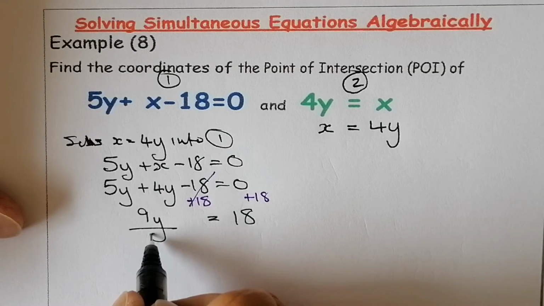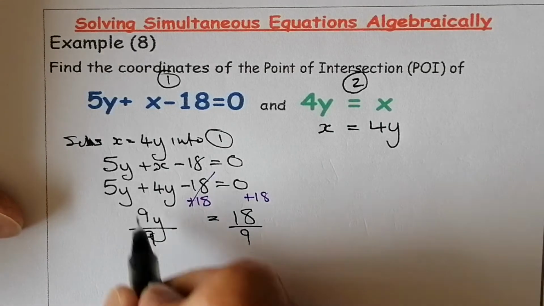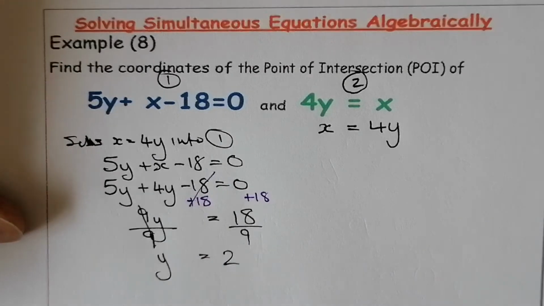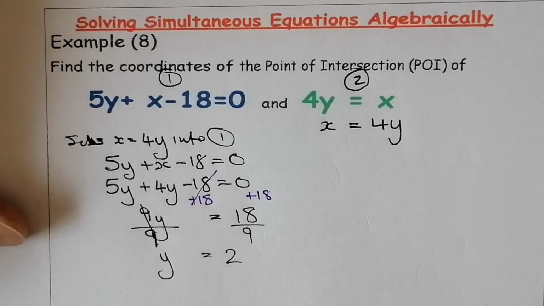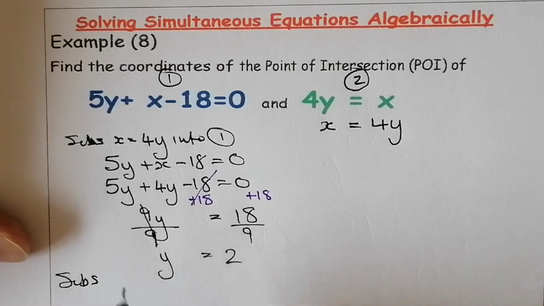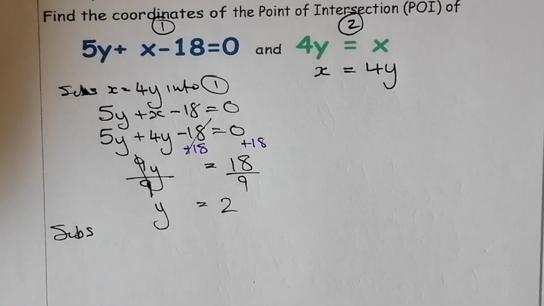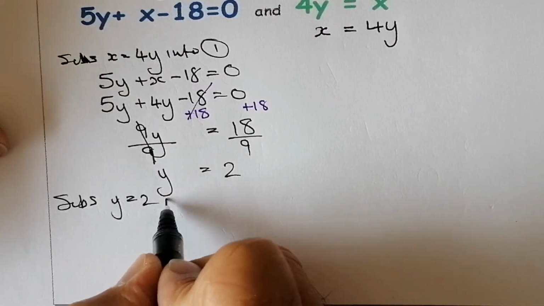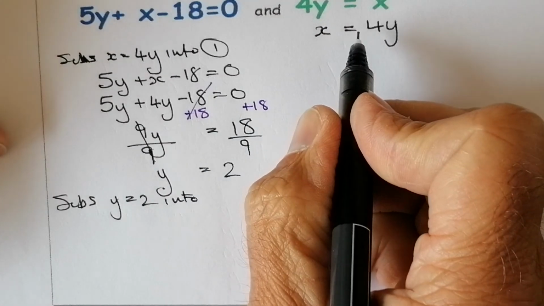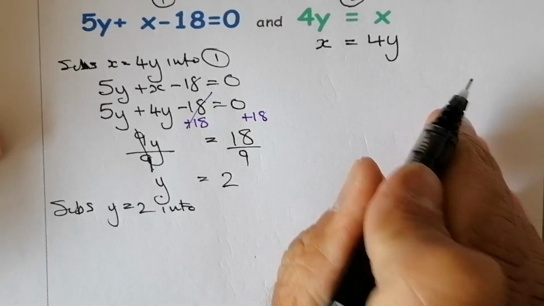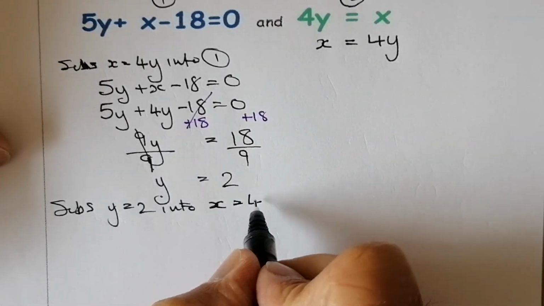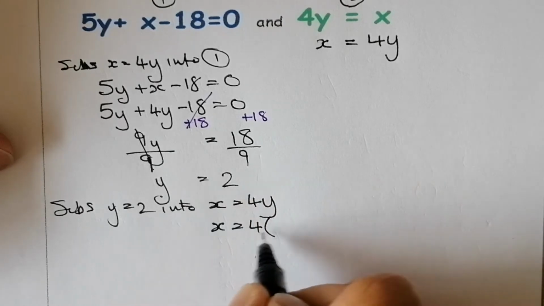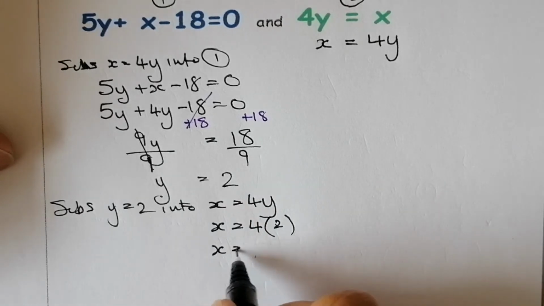To solve, I'm just going to divide by 9 both sides. That'll cancel out, leaving me with y is equal to 2. So I've got my y value, and what I'll then do is find my x value. So I'm going to substitute the value that I've got for y, which is 2, into this equation that's up above. So that's going to be x is equal to 4y. So x is equal to 4 times whatever I worked out for y, which was 2, so x is equal to 8.